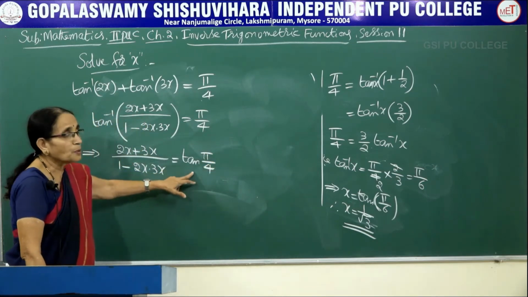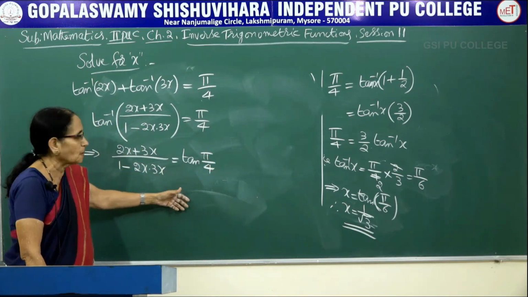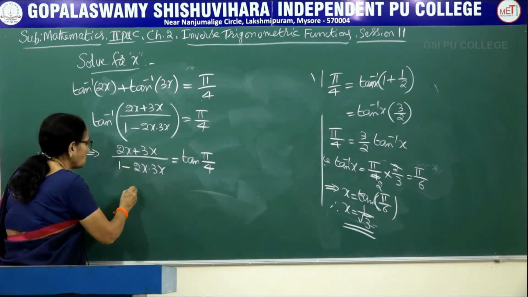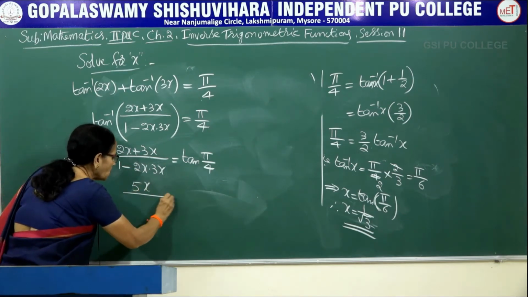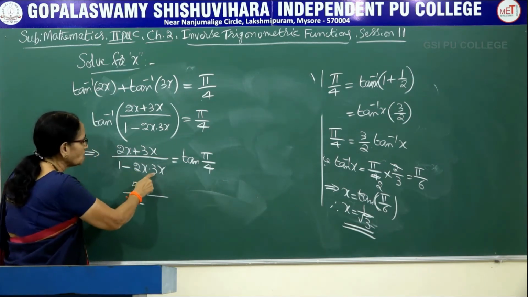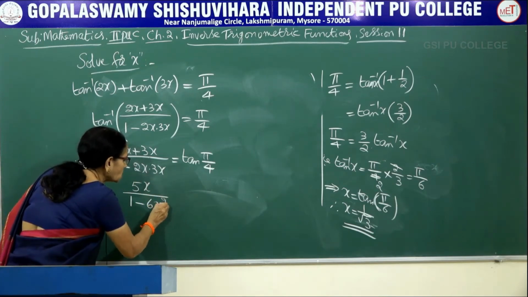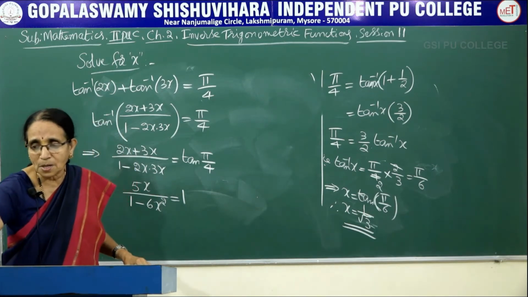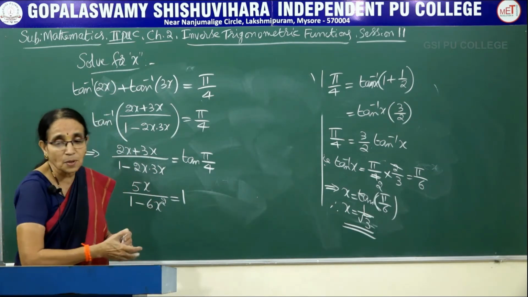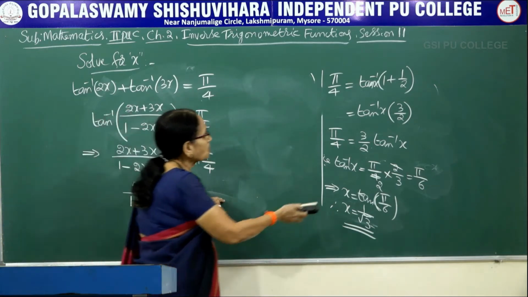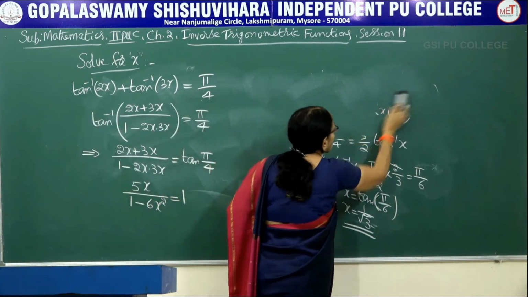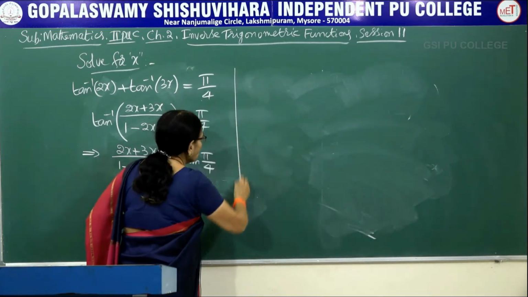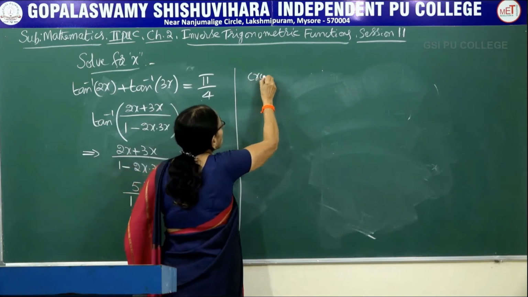Now tan of pi by 4 being a standard value, you can write the actual value. On the left hand side also do the arithmetical calculation. 2x plus 3x would be equal to 5x divided by 1 minus 2 threes are 6x square. Now the value is 1. So instead of having the trigonometric function, now we have an algebraic equation, which is nothing but a quadratic equation, which you are familiar with from your high school classes. Now let us cross multiply.